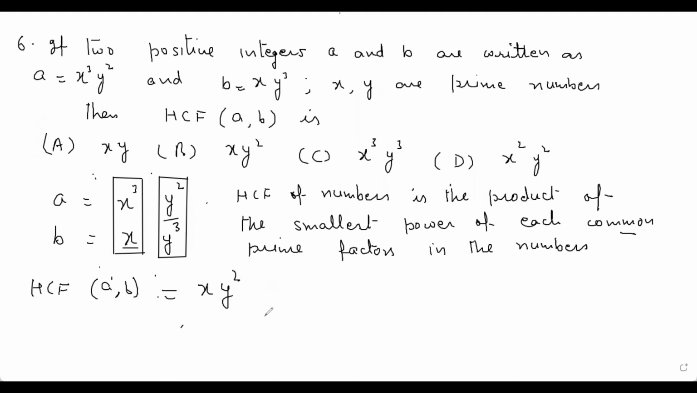So listen again. First you find the common prime factors. Then you find the smallest power of each common prime factor. And then you find the product of these smallest powers. That will be the HCF of a and b.